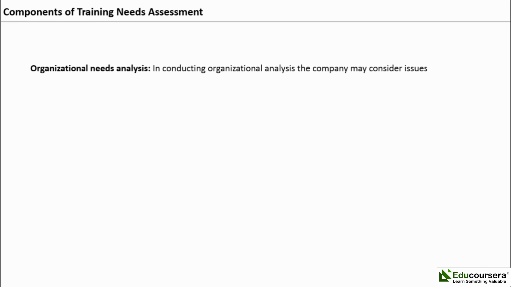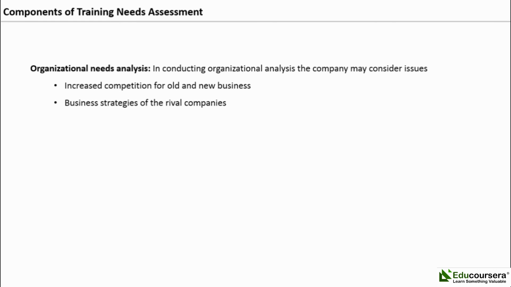Organizational needs analysis. In conducting organizational analysis, the company may consider issues like increased competition for old and new businesses, greater emphasis on efficiency and cost reduction, increased needs for cooperation amongst companies, business strategies of the rival companies, research and innovation, merger, acquisition, diversification, and expansion, automation and modernization, and manpower plans on hiring, retrenching, and deployment of staff.